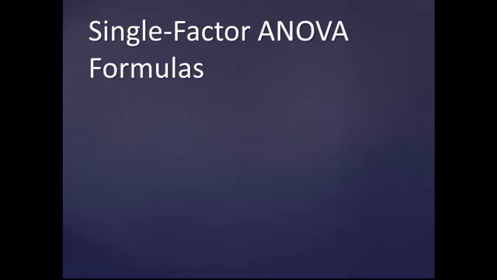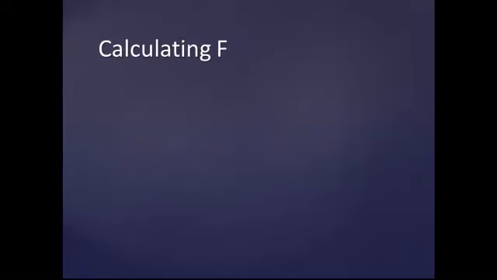Okay, let's talk about how you would actually calculate ANOVA, and I'll give you the formulas in this video, and then we'll actually go through an example in another video. Remember I said for an ANOVA you're looking at the F statistic, and specifically we're looking at the ratio of between groups variance over within groups variance for a single factor ANOVA. So between and within groups variance.